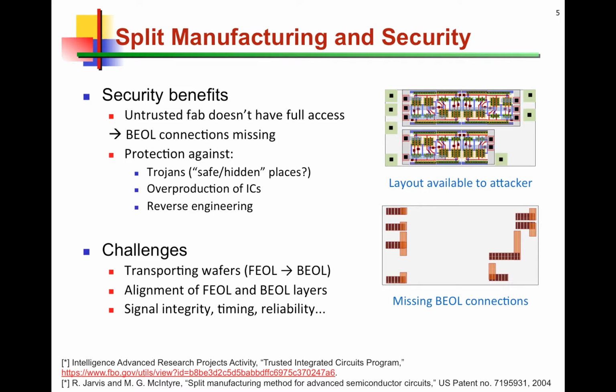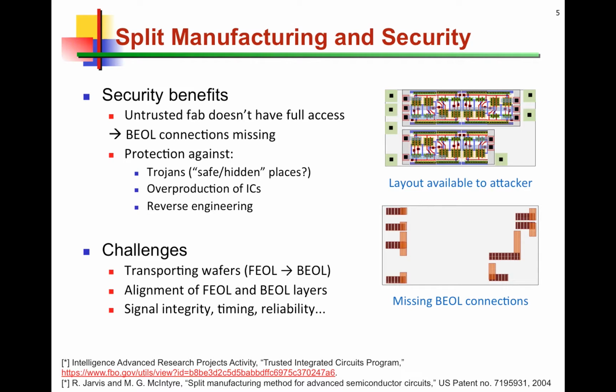Now, what does split manufacturing get you in terms of security benefits? At least, what does it intend to get us in terms of security benefits? Well, the untrusted fab, which we can normally assume to be the FEOL fab, does not have the entire information about the layout. They don't have access to the BEOL layers. So any information about your layout that is defined at the BEOL metal layers, the top metal layers, this information is not available to the untrusted parties in the FEOL fab.